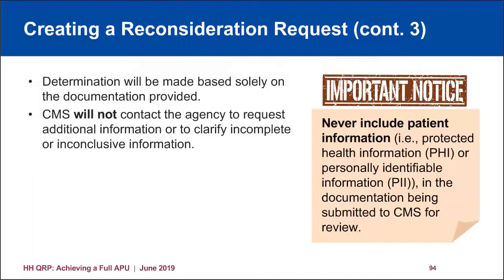Remember, never include patient information, i.e. protected health information, PHI, or personally identifiable information, PII, in the documentation being submitted to CMS for the review. And this includes attaching OASIS records and sending those to CMS via email, because email is not a secure transmission product. Any PHI or PII sent via email will enact security violation protocol, prompting involvement by the CMS security offices, and you really don't want to go there.